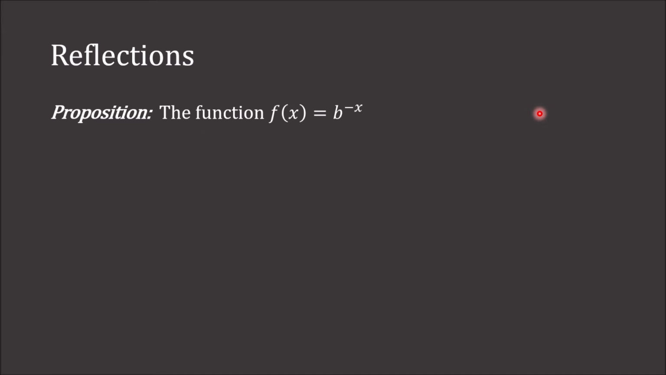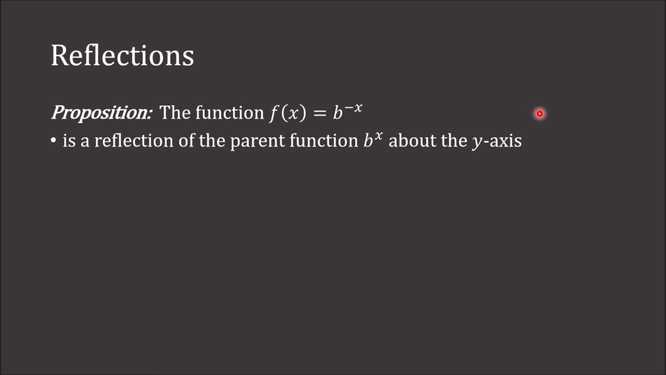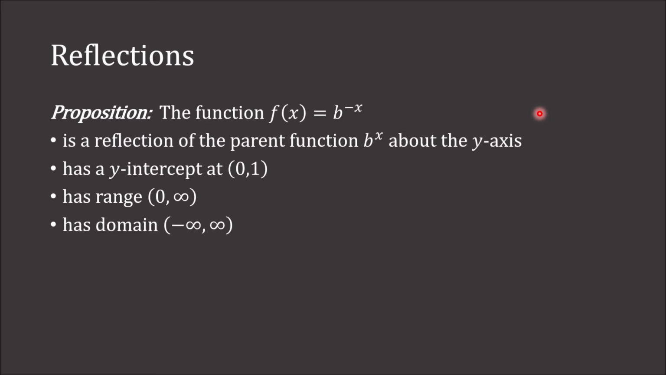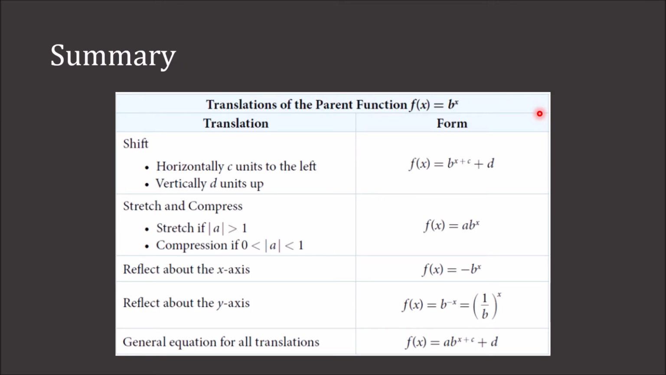Now the function b to the negative x is a reflection of the parent function about the y-axis. It still has y-intercept at (0, 1), still has range of all positive real numbers, still has domain of all real numbers, and still has y equals 0 as the horizontal asymptote. And this chart just summarizes the previous few slides.